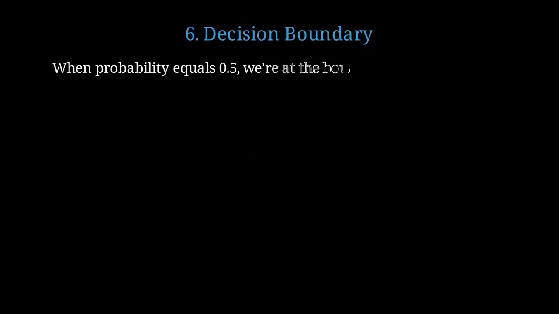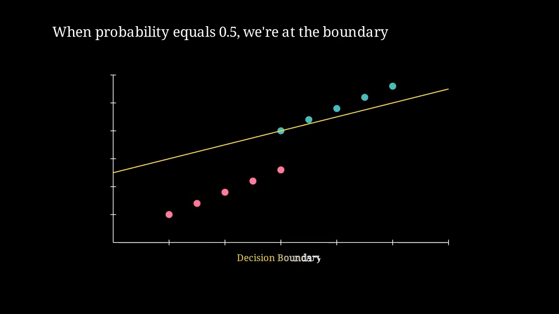The decision boundary is where the model separates the two classes. When the predicted probability equals 0.5, we're exactly at the decision boundary. The decision boundary is a line that separates the two classes in the feature space.